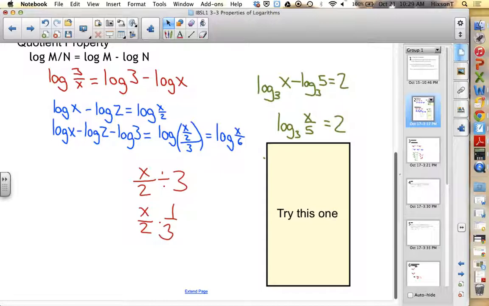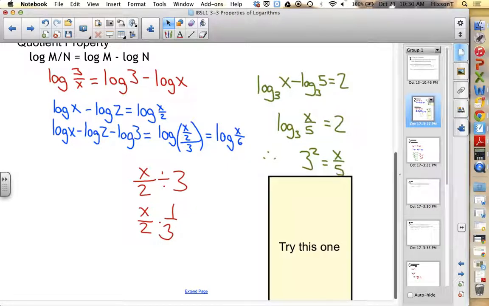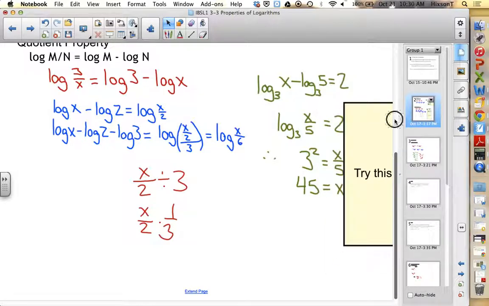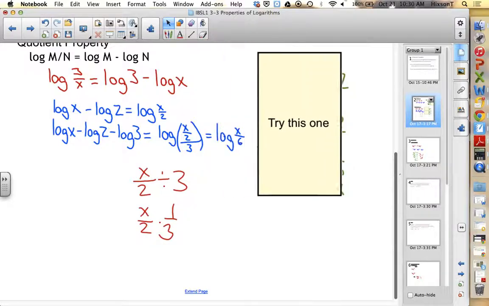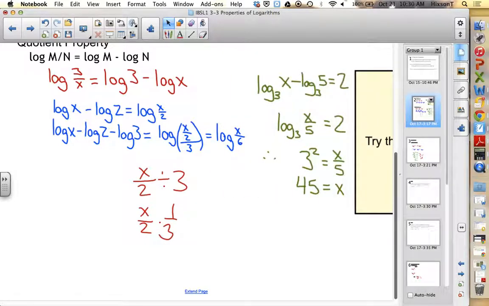If we're rewriting it as an exponential, we have to use the same base. So 3 to the second power equals x over 5. Remember, 2 is the exponent of 3. That gives us x over 5. Then, again, you're down to a really simple equation to solve. Alright. 3 squared equals x over 5. 9 times 5 is 45.